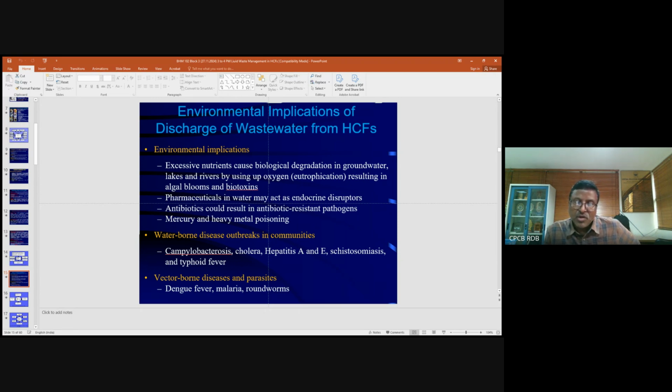It may also cause waterborne outbreaks in communities, including hepatitis A and E. Other fevers like typhoid fever and similar waterborne diseases may also break out in communities. Apart from these, vector-borne diseases and parasites like dengue fever, malaria, and roundworms may arise. So environmental implications, waterborne disease outbreaks, and vector-borne disease and parasite problems may arise when wastewater generated from healthcare facilities is discharged improperly.